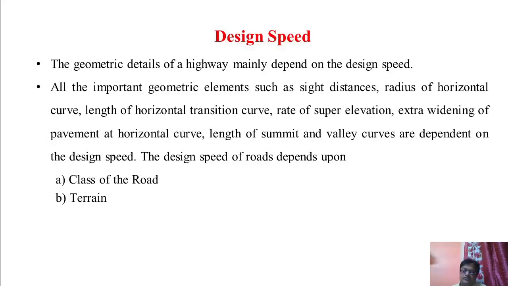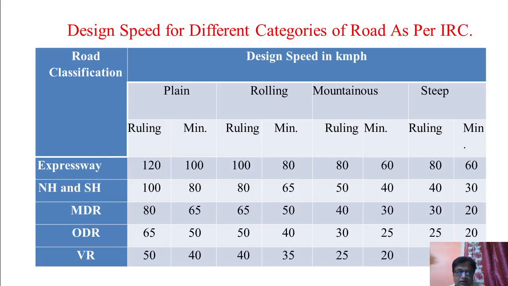All the geometric features of the highway basically depend on the design speed. The design speed of the road depends upon the class of the road as well as the terrain condition. So this is the IRC-given guidelines for the different categories of design speed. I'll just tell about the plain and also the rolling.